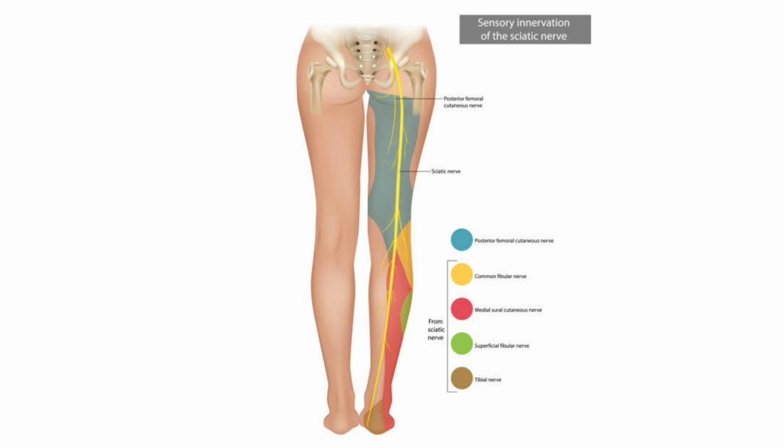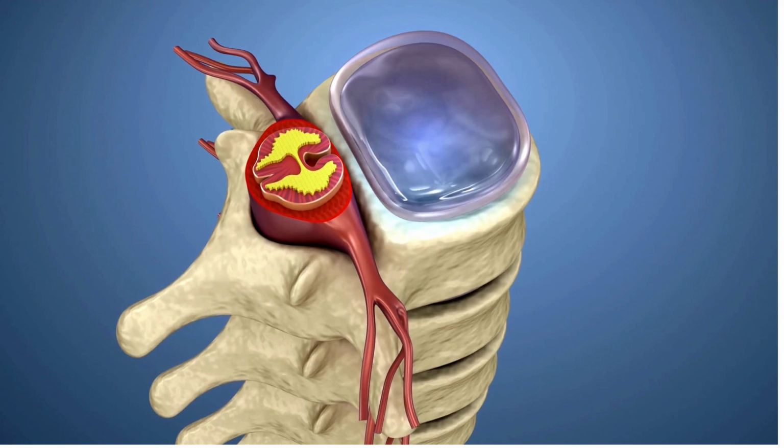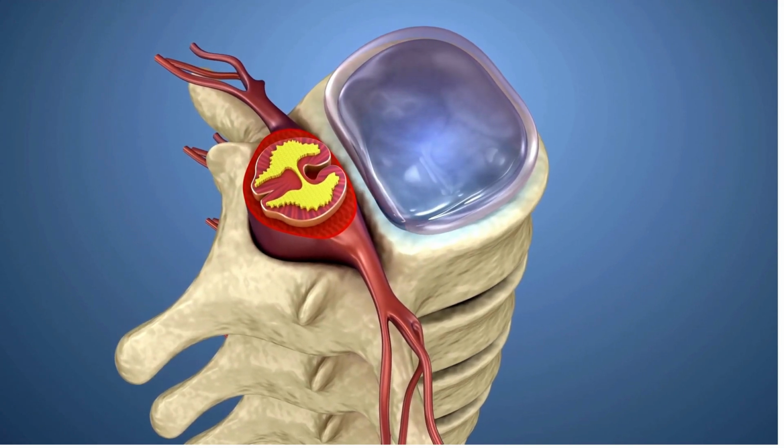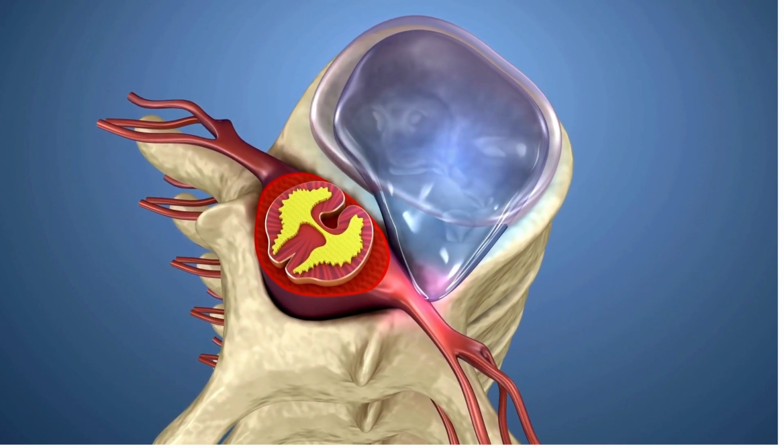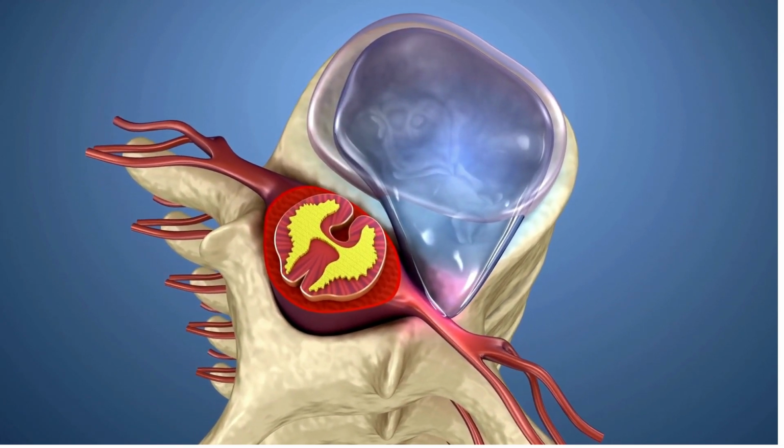So the sciatic nerve, which emanates from the lumbar and sacral spine, is the body's longest nerve and plays a crucial role in transmitting sensory and motor signals. Understanding the anatomical and physiological intricacies of sciatica is quite important for formulating effective therapeutic yoga approaches.